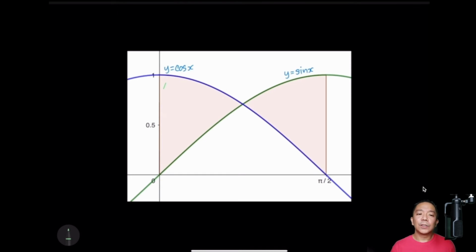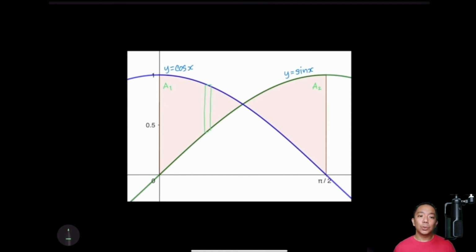You will notice that we could separate this into two regions. I'll call them A1 and A2 for region of area 1 and region of area 2. Sa region of area 1, yung upper function natin is y equals cosine x. Pero dun sa second region natin, nagpapalit sila ng position and our upper function is y equals sine x. So this would mean that we would have to write two separate integrals.